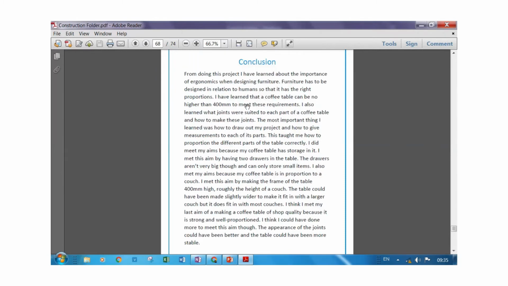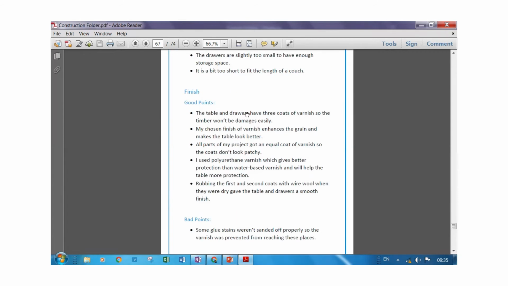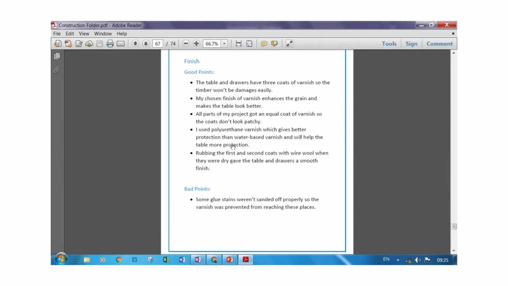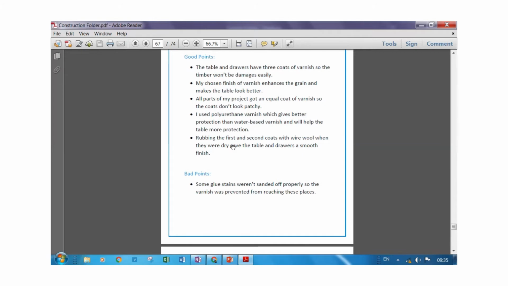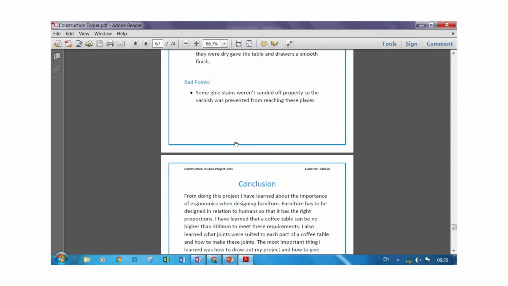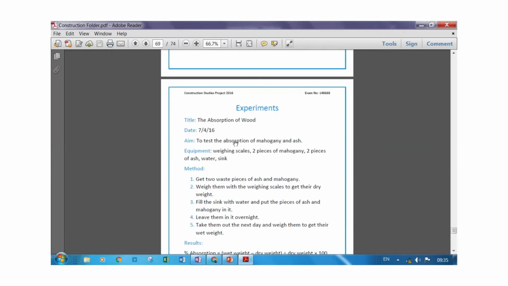Now, and if you look at the contents page, the only thing that comes after the conclusion then is your experiments. You put in 3 experiments at the end of the project. Now we'll look at the experiments next.